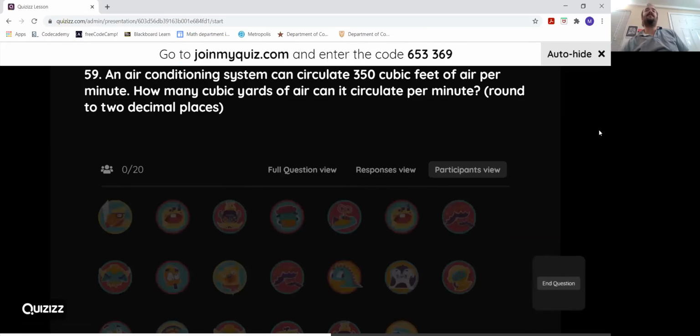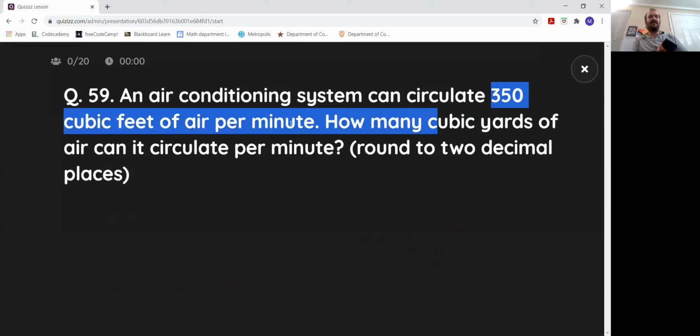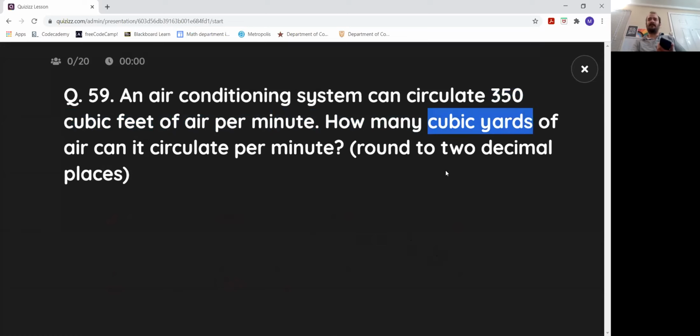An air conditioning system can circulate 350 cubic feet of air per minute. How many cubic yards of air can it circulate per minute? So what are we doing? We're converting cubic feet to cubic yards.